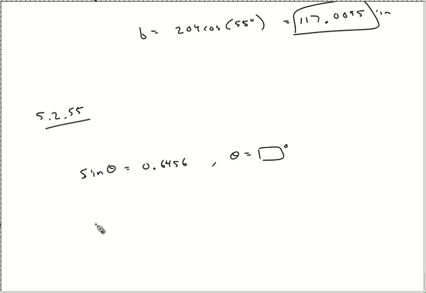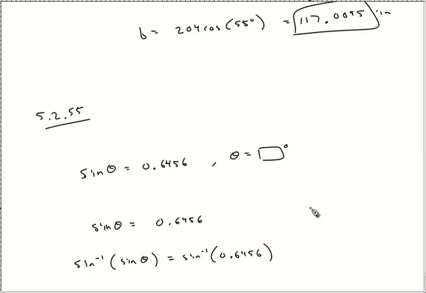In order to get theta by itself, I'm going to take the inverse sine of both sides. That's sine inverse, or you could say it's arc sine. So I'm going to write that arc sine or sine inverse. Both of these are fine.